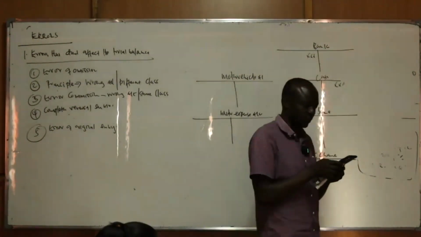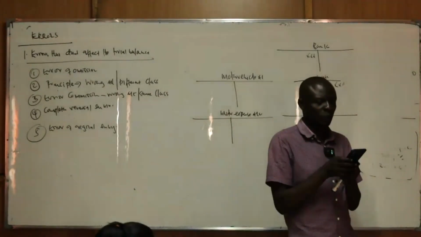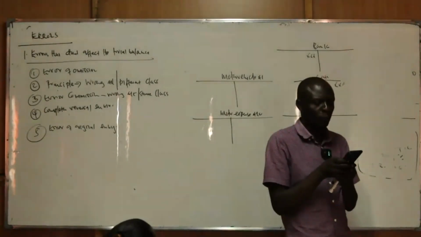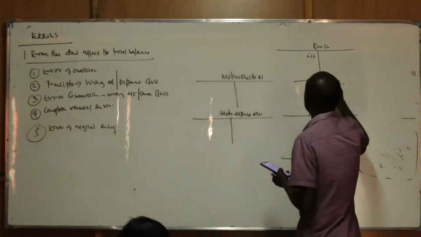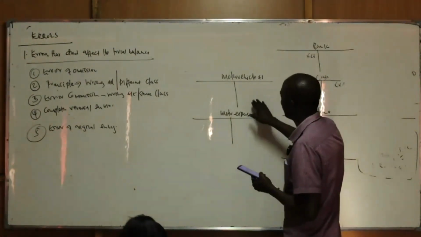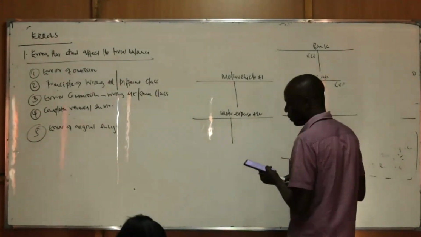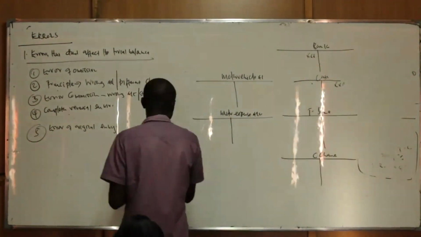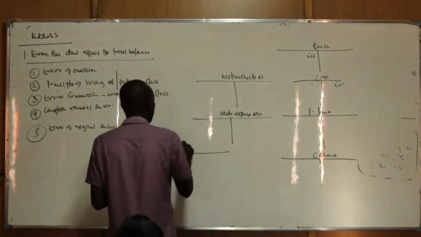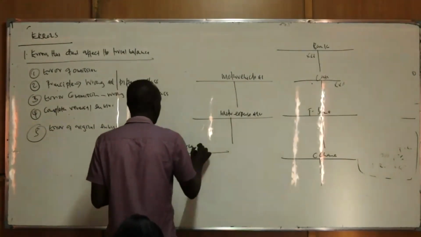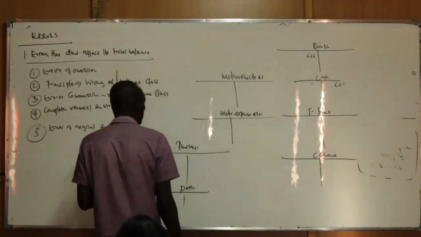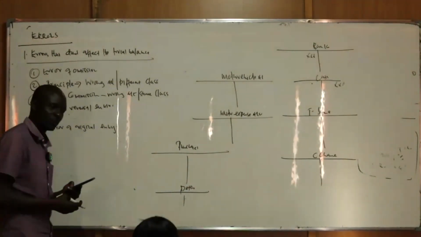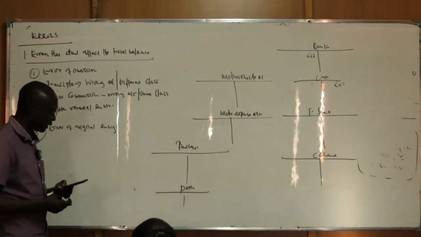Error of original entry. So this is where a transaction is posted to the correct account, but the amount posted is not correct. So you post to the same accounts. For example, you purchase goods, you have 2 accounts here. You have purchases, and you're purchasing from, say, Peter. So you purchase goods worth 50,000 from Peter on credit.